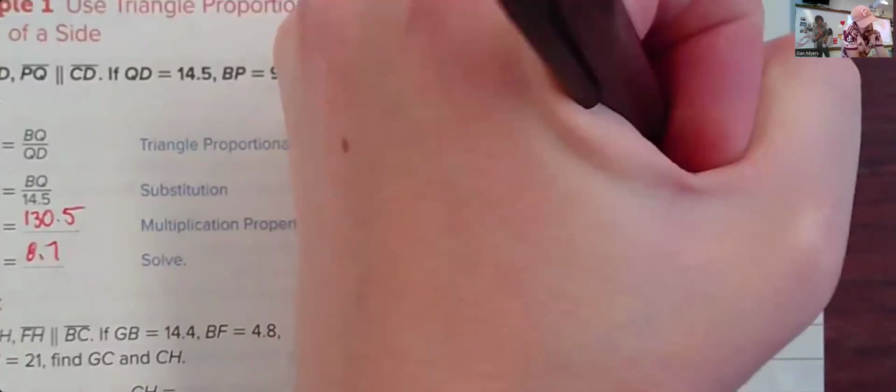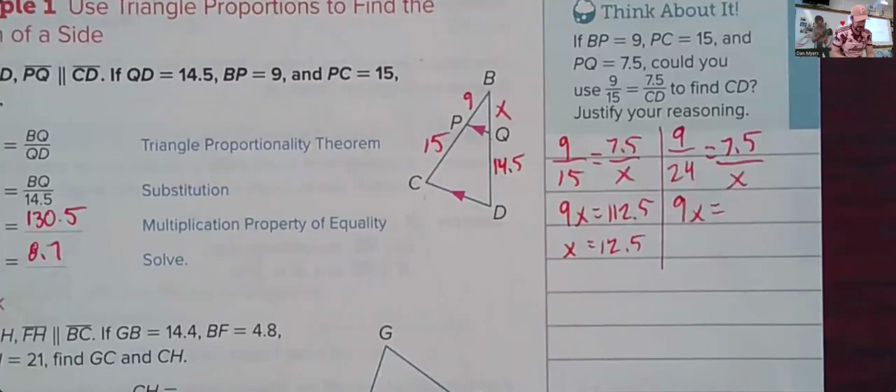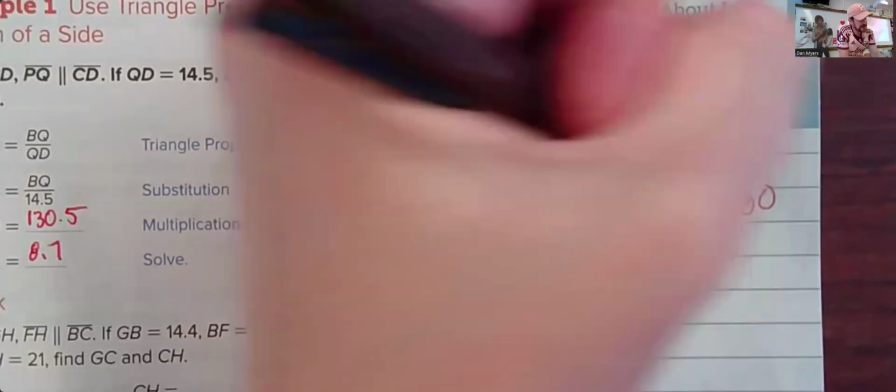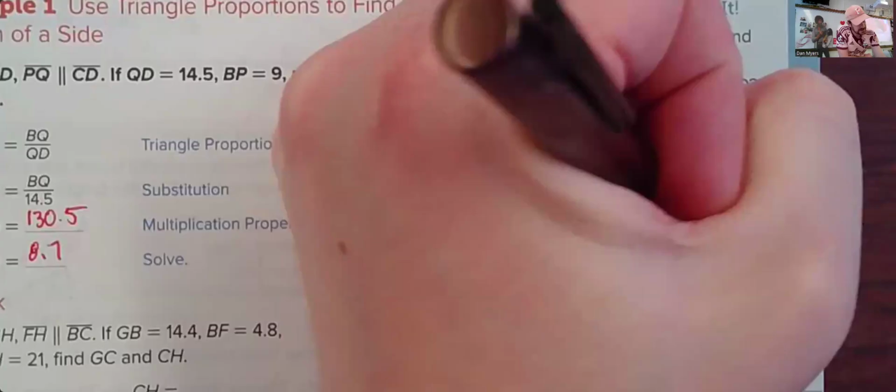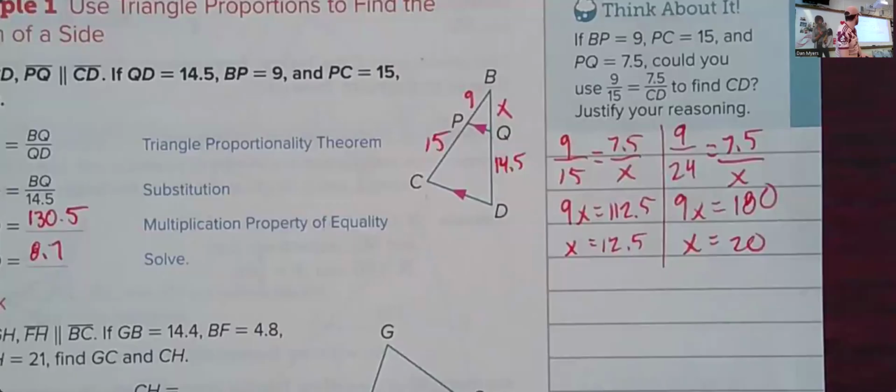So that'll be 9X equals 7.5 times 24, which is 180. And if you divide 180 by 9, I think you just get 20. So X equals 20. So which one is it? 12.5 or 20? What do you think?